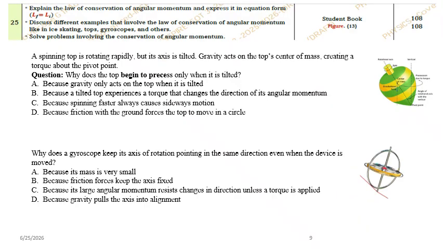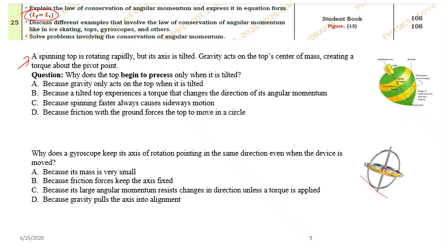Okay, now look, this is the last question in connection with angular momentum and the conservation of angular momentum. Okay, we may discuss a few more numerical questions related to that later, not now.